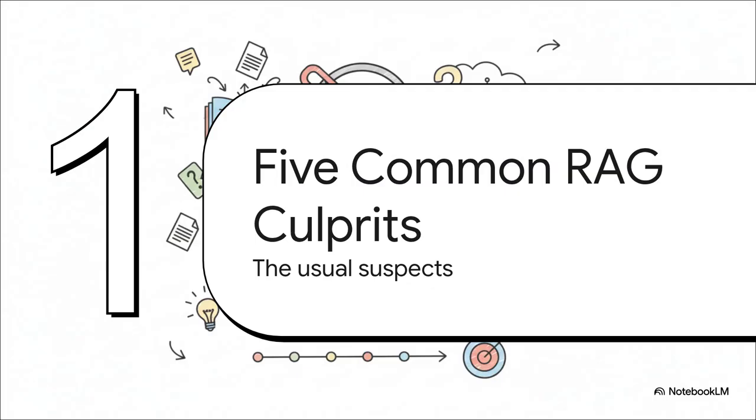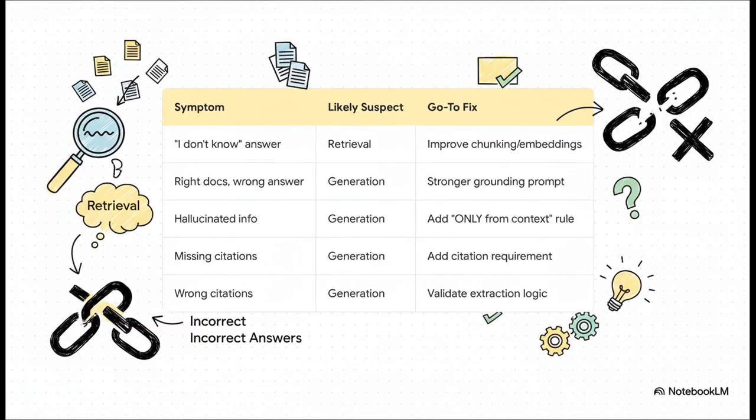Okay, so we've investigated both of our suspects, the librarian and the expert. Now let's put it all together in a quick-fire lineup of the 5 most common failure patterns you're going to see out there in the wild. This cheat sheet is going to be your new best friend. If you get one of those "I don't know" answers, your first suspect should be retrieval. Go fix your chunking. If the docs are right but the answer is wrong, that's a generation problem. You need a stronger prompt. Seeing hallucinations? Add that "only from context" rule. And any issues with citations? That's almost always a generation problem. So you just need to be more explicit in your prompt.